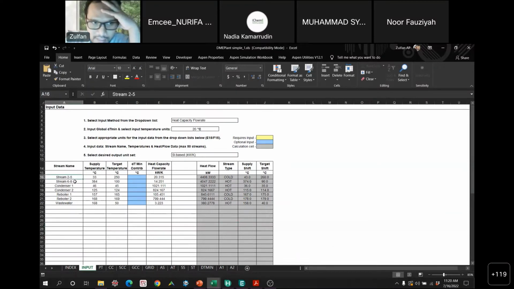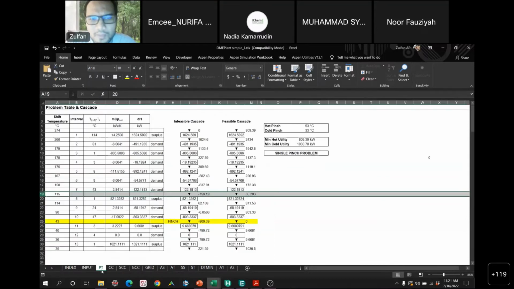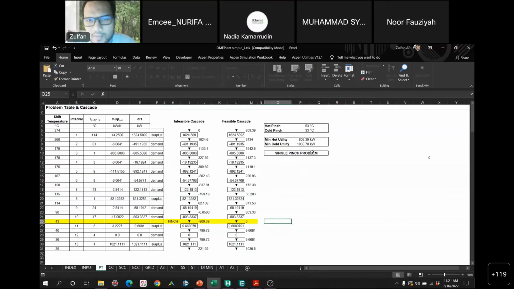So I name the streams properly: stream 2 to 5, stream 6 to 8, and so on. Then the inlet temperature, outlet temperature, and the heat capacity. If you know the duty, you can do some mathematics. Then using the delta T of 20 degrees C, you go to the problem table algorithm, and you will see the hot temperature is 50 degrees C, the cold is 33 degrees C, the hot utility minimum is 800, the maximum is 1000.